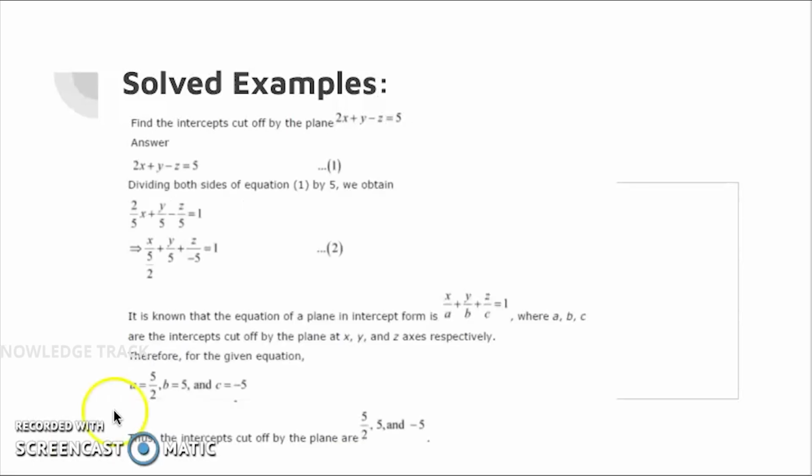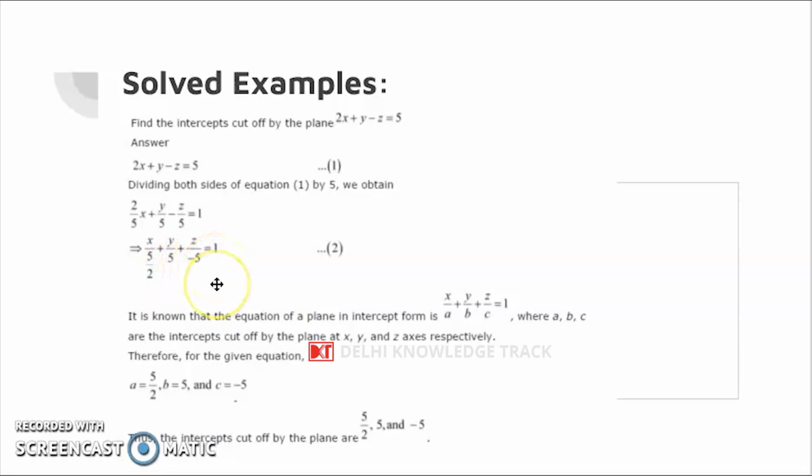Let's solve the last example. Find the intercepts cut off by the plane 2x plus y minus z is equal to 5. We know the equation of the plane is 2x plus y minus z is equal to 5. When we simplify the equation, the new equation of the plane will be x divided by 5 by 2, plus y divided by 5, plus z divided by minus 5 is equal to 1.